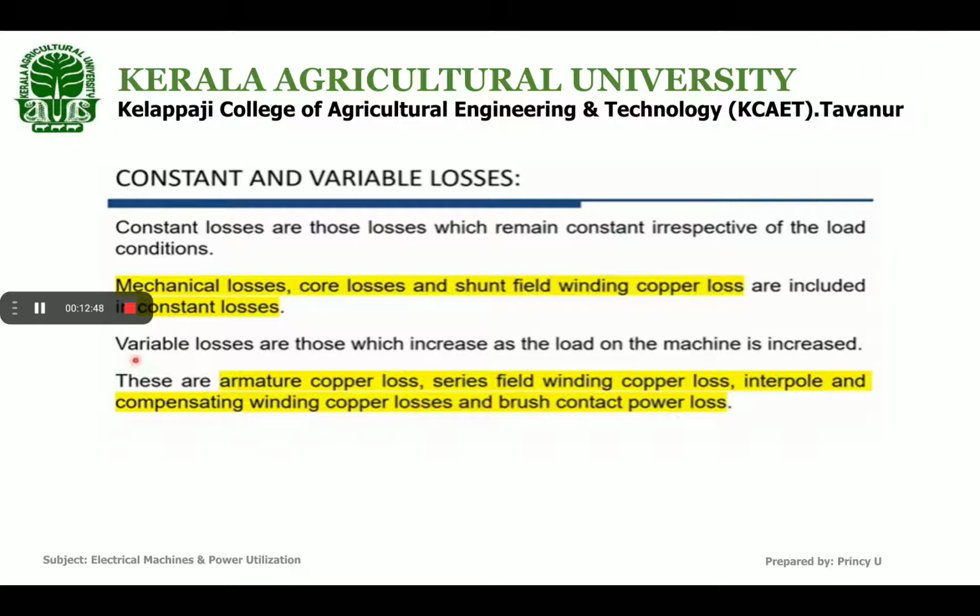Mainly these losses are classified into two: constant and variable losses. Constant losses are those which remain constant irrespective of the load conditions. Mechanical losses, core loss and shunt field winding copper losses are included in constant losses. Variable losses are those which increase as the load on the machine is increased. These are armature copper loss, series field winding copper loss, interpole and compensating winding copper losses, and brush contact power loss.